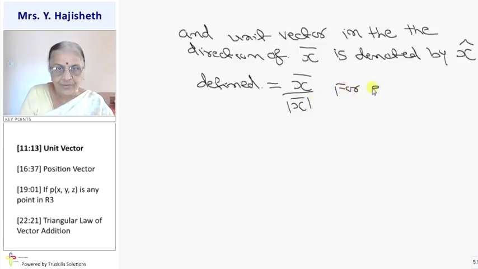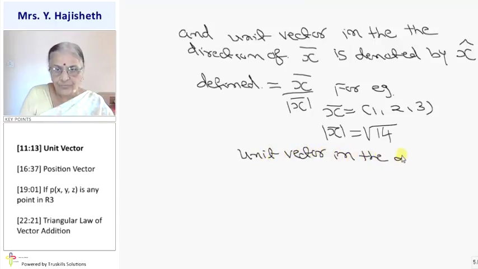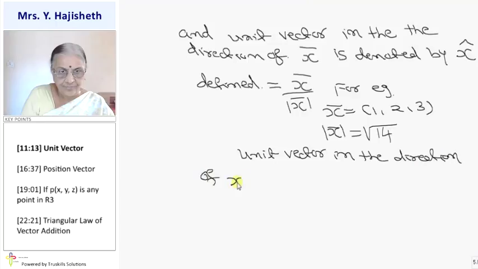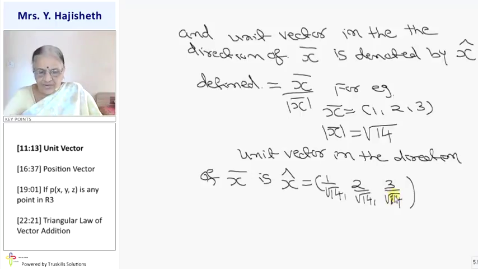For example, suppose vector x is (1, 2, 3), and the modulus of vector x we have done, it is root 14. So the unit vector in the direction of vector x is x cap, and it is defined as 1 by root 14, 2 by root 14 and 3 by root 14. In future you are going to learn that these are nothing but the direction cosines of the given vector x.